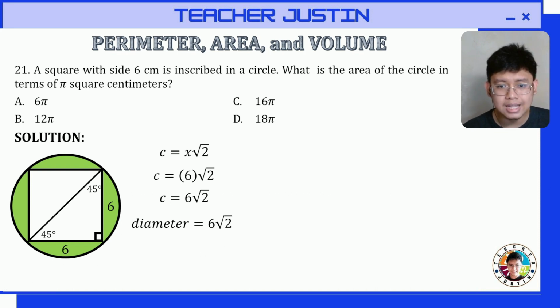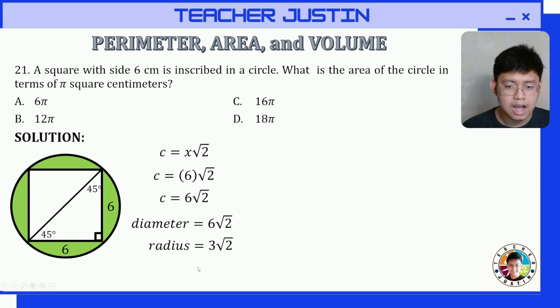Pero ang kailangan natin is yung radius. And we know that the radius is half of our diameter. So, hatiin lang natin to by 2. So, this will be divided into 2. 6 square root of 2 divided by 2 will be equal to 3 square root of 2. Now, ito yung radius natin, 3 square root of 2. We can now solve for the area of our circle using the formula pi r squared.